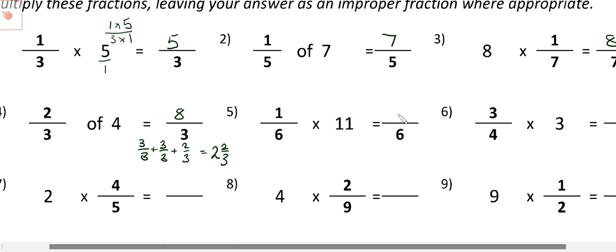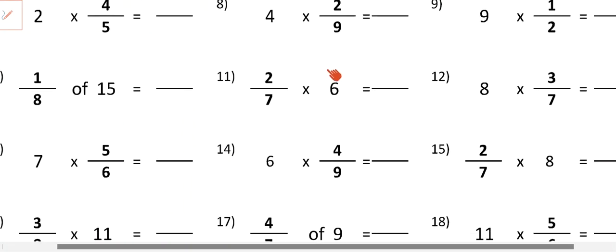What's this one? 11, 6. Move down to these ones then. What is 6 times 4 ninths? Daisy.